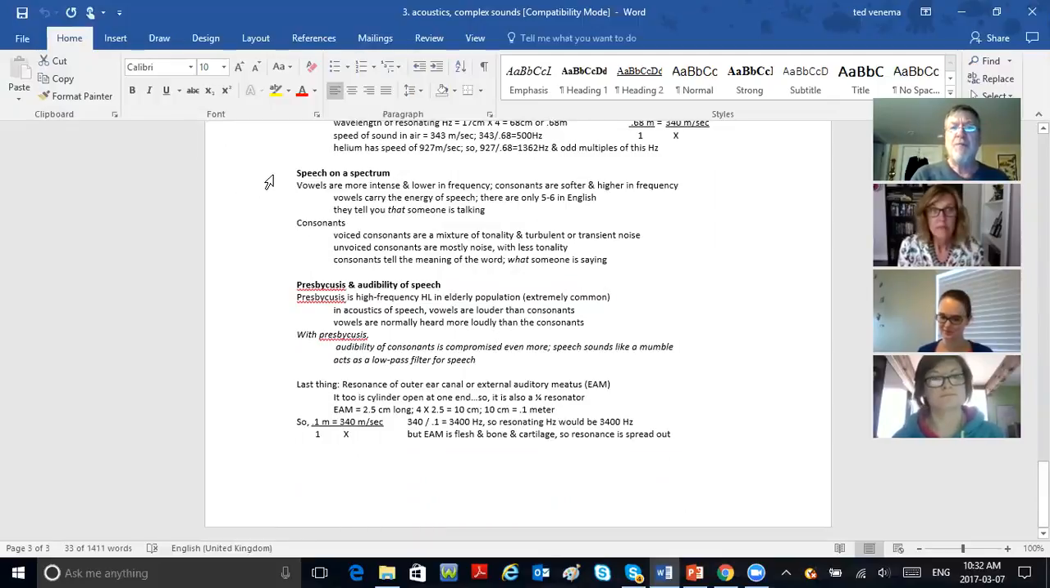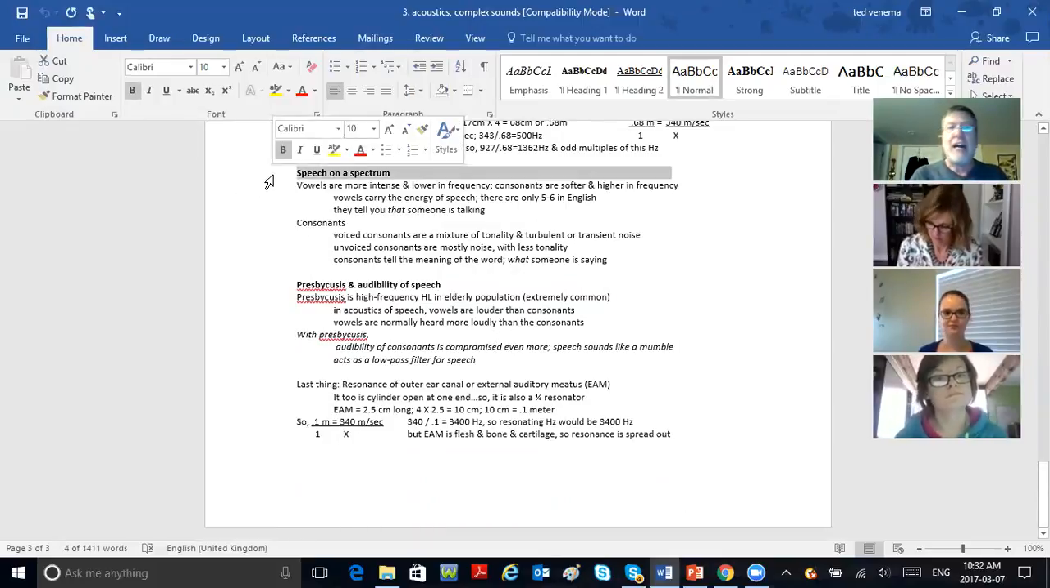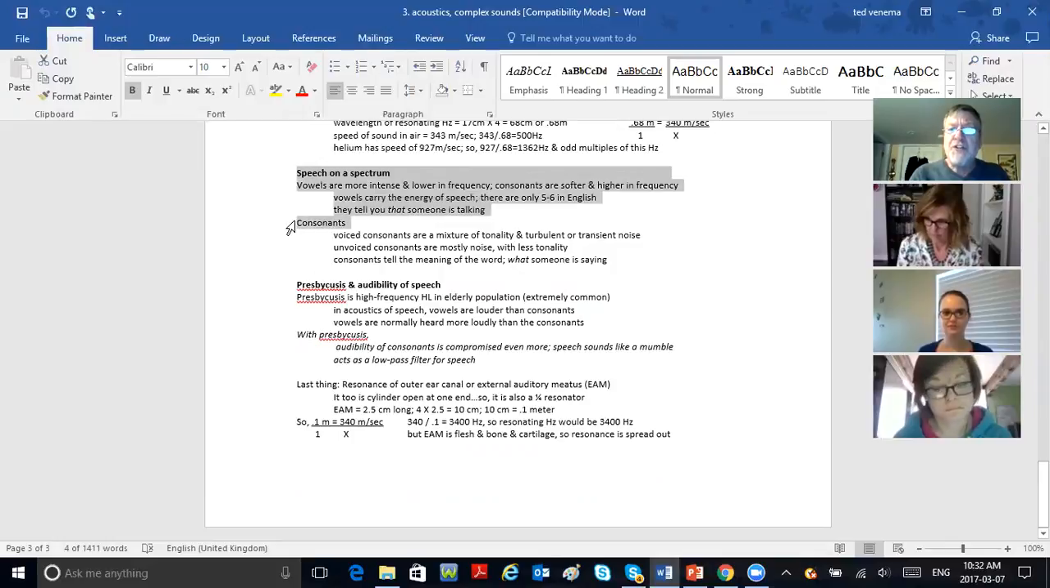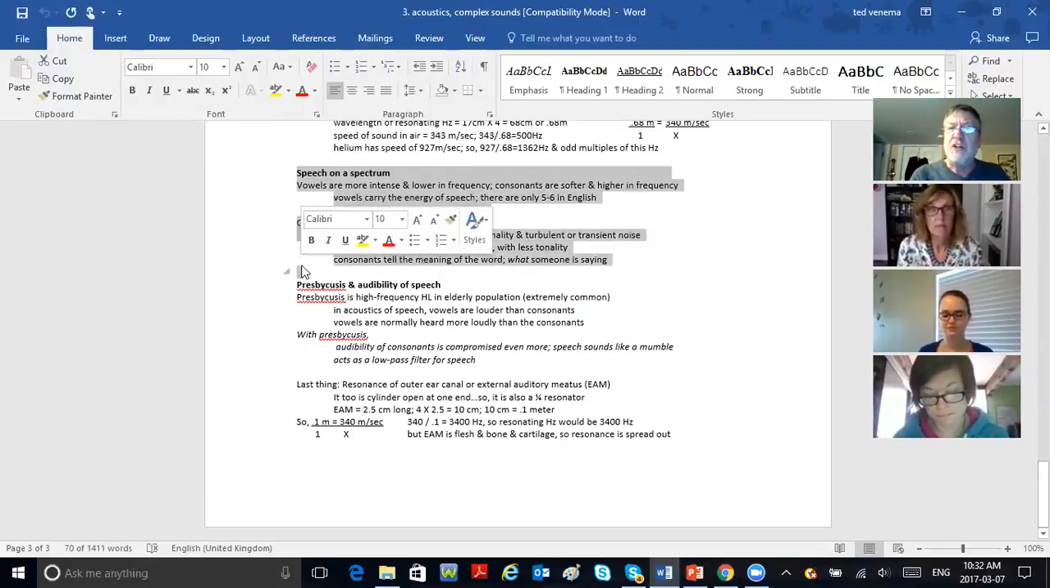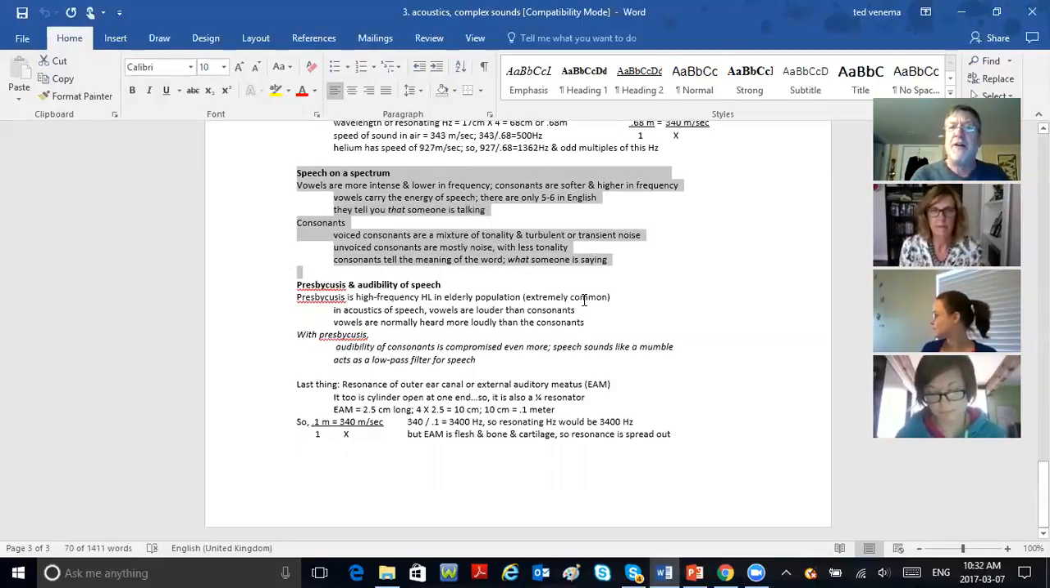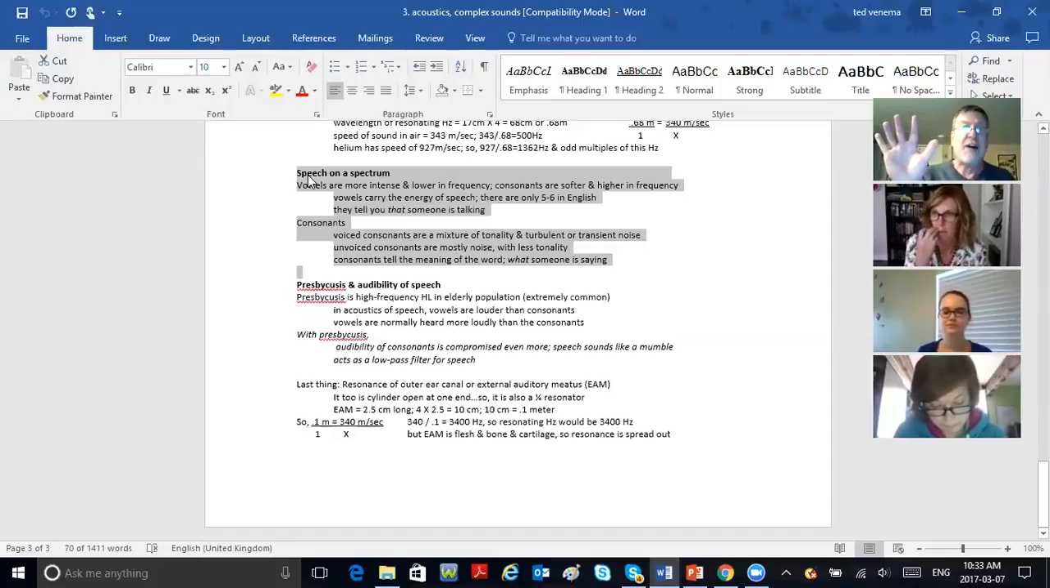Speech on a spectrum, we're about done now. We've covered our hour here. Vowels are more intense and lower in frequency. Consonants are softer and higher. Vowels, every word has a vowel. Every stinking word in English has a vowel. How many vowels do you have? Five or six. So all those five or six vowels have to be shared among 3,000 or more words. So vowels don't tell you what a word is. Vowels just tell you that speech is spoken.